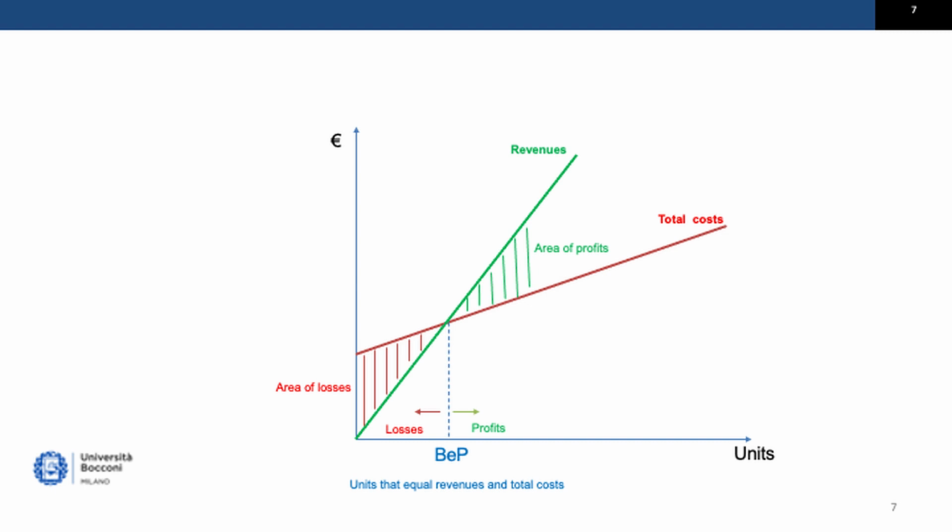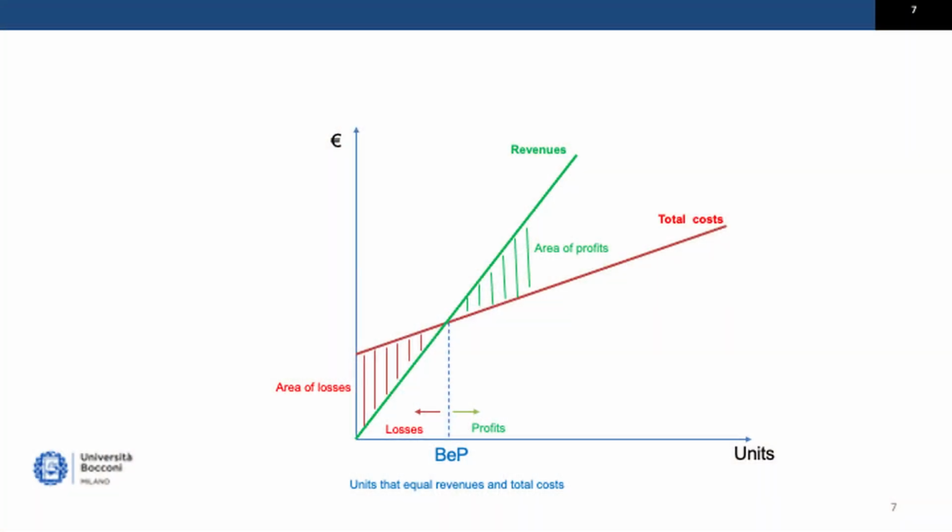Each unit is able to cover the variable production costs, but it is not able to cover the overall fixed costs, so we have losses. Once we reach the break-even, so we have been able to sell an amount of units that covers the total cost, we start getting profits, and that is the area of profit. It is on the right side of the break-even point. So the more units we are able to sell, the bigger the profit that we will take home.